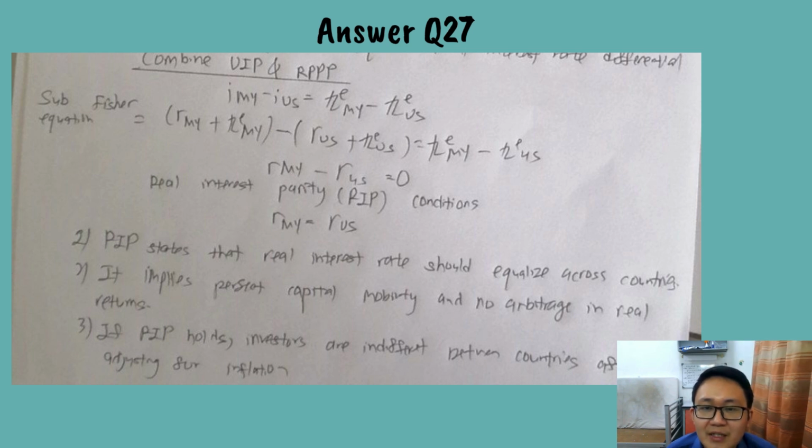So the RIP states that real interest rates should be equalized across countries. It implies perfect capital mobility and no arbitrage in real returns. So if the RIP holds, investors are indifferent between countries after adjusting for inflation.